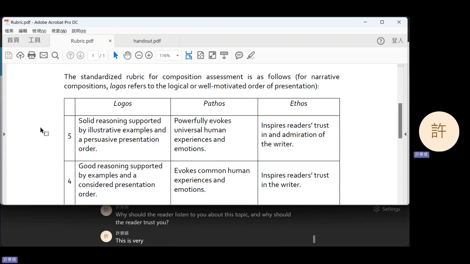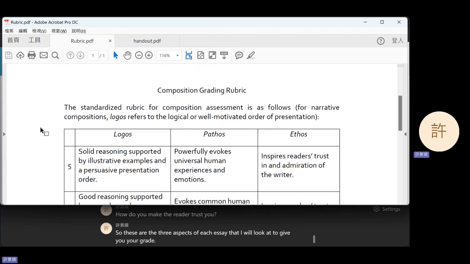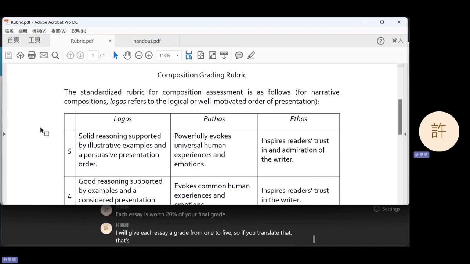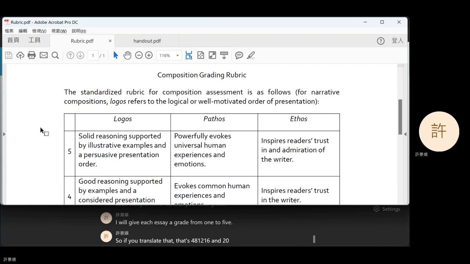This is very important. A lot of information, all of the information is online. A lot of it cannot be trusted. How do you make the reader trust you? So these are the three aspects of each essay that I will look at to give you your grade. So this is a rubric. A rubric in Chinese is 评分标准. Each essay is worth 20% of your final grade. I will give each essay a grade from 1 to 5. So if you translate that, that's 4, 8, 12, 16, and 20 points.